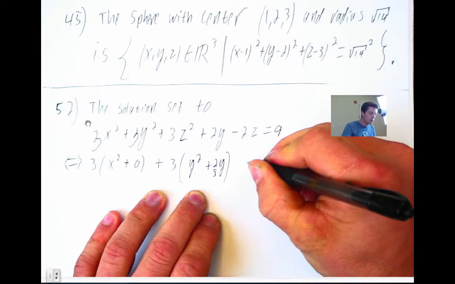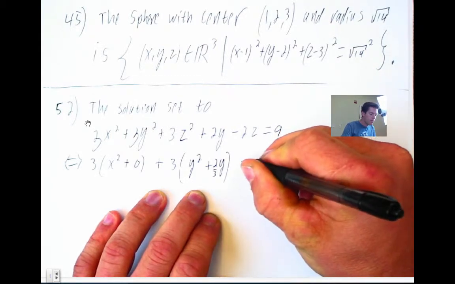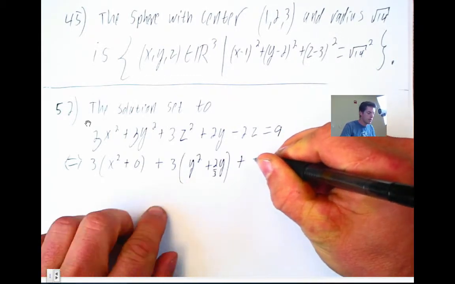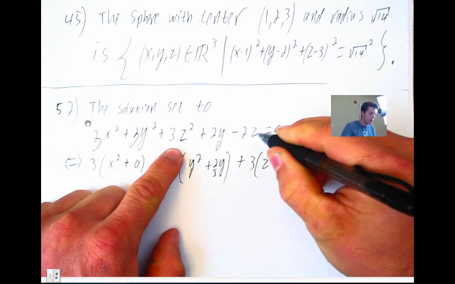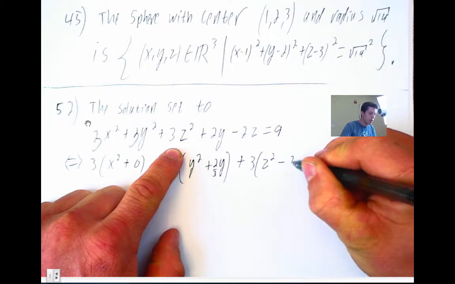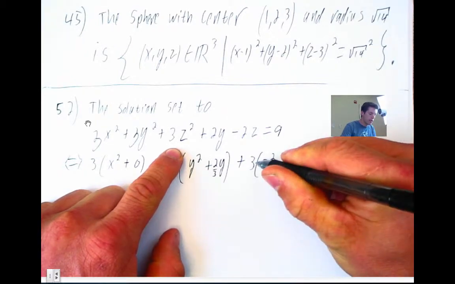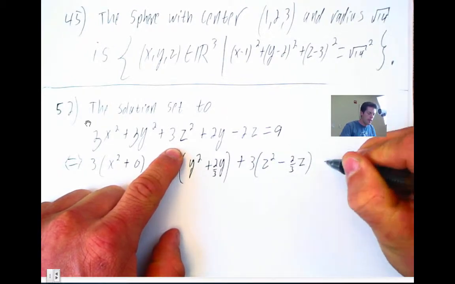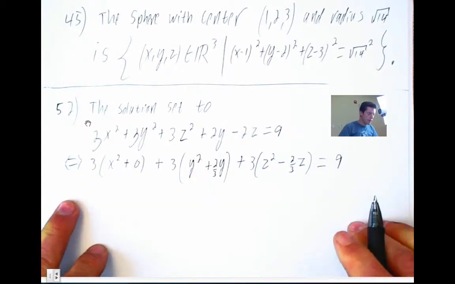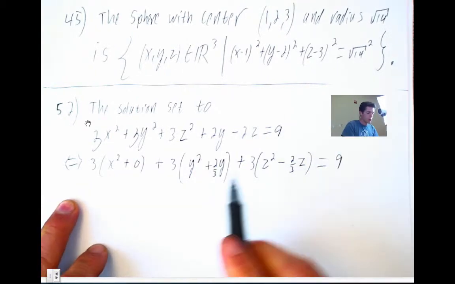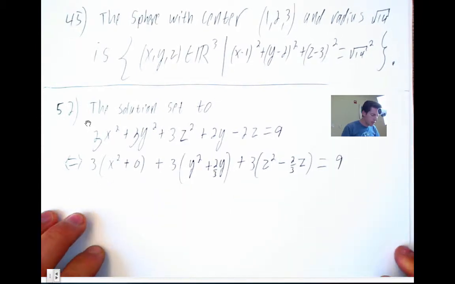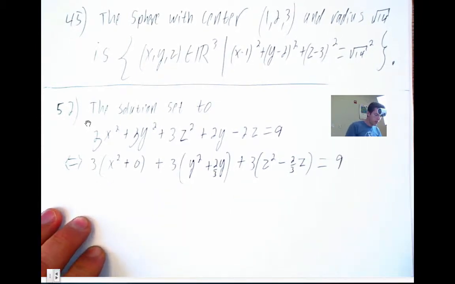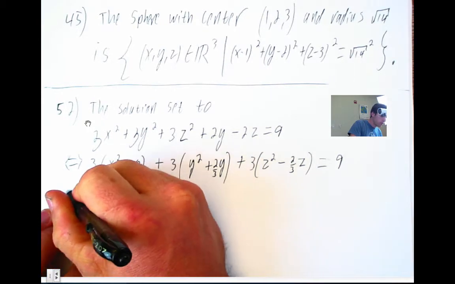Doing something similar for the z variable, I'll have 3 z squared, and then the other term there, minus 2. I need a 3 to make up for that, 3 times 2/3 z, and is equal to 9. So all I've done is some algebraic rearrangement of the left-hand side of this equation to obtain this equivalent equation, and I've got a little more work to do before I'm in standard form for the equation of a sphere.